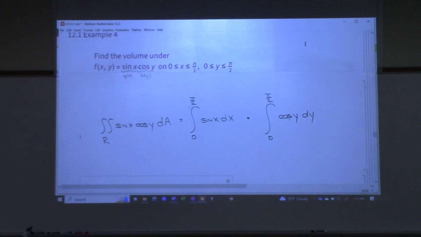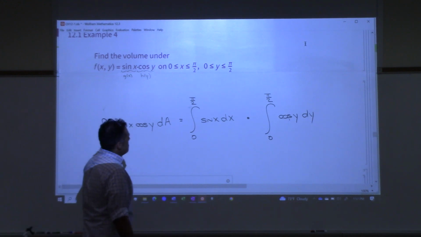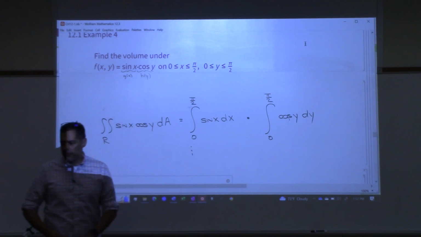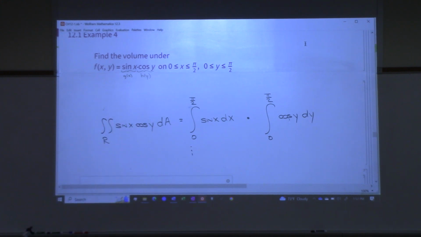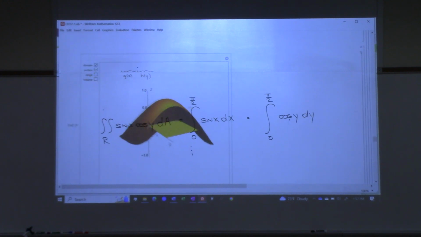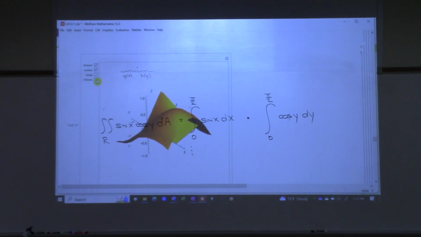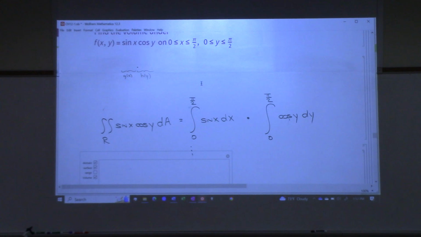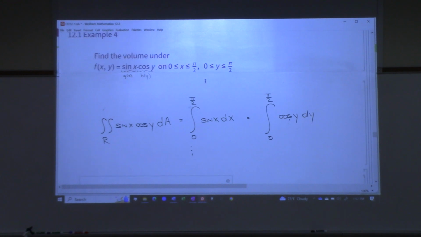And you don't have to worry about inner, outer, or anything like that. You just treat these two integrals separately. Take the two answers, multiply the answers, you're done. Dot, dot, dot. I won't finish that off. I think those are pretty straightforward. This is the picture, and so we are finding the volume under there. Okay? Yes?